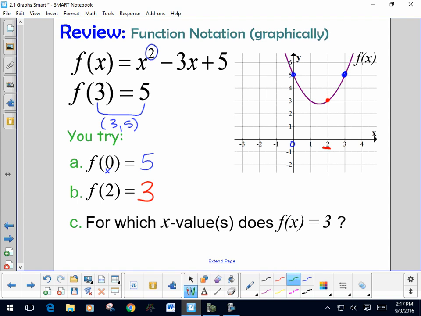Part C is a little bit different. In this one, we're looking for an x value, and we want to know for which x value is f of x equal to 3. So remember, f of x is a y value. We're wondering which x would cause the y to be 3. So up on our graph, a y value of 3 is right along here. It looks like we have 2 points on the graph, or 2 x values, that would make the y value be 3. And those 2 x values are x equals 1 and x equals 2. So either of those x values would work.